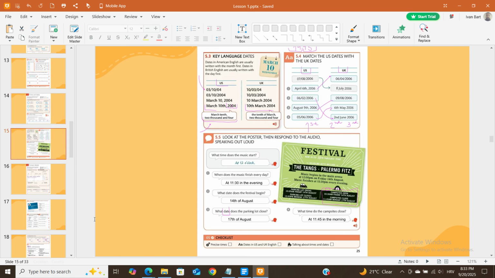5.4 Match the US dates with the UK dates. 5.3 Key language: dates. Dates in American English are usually written with the month first. Dates in British English are usually written with the day first.